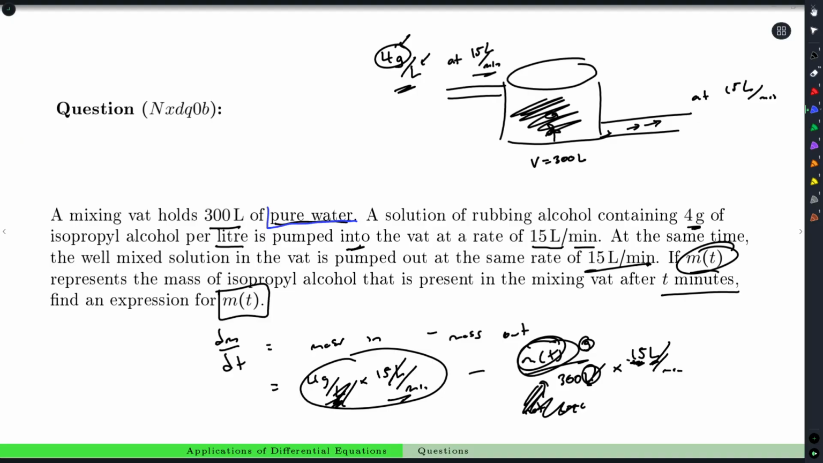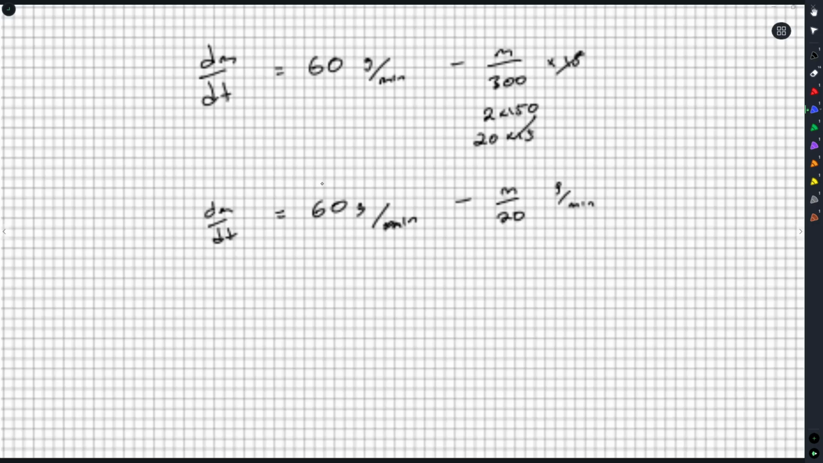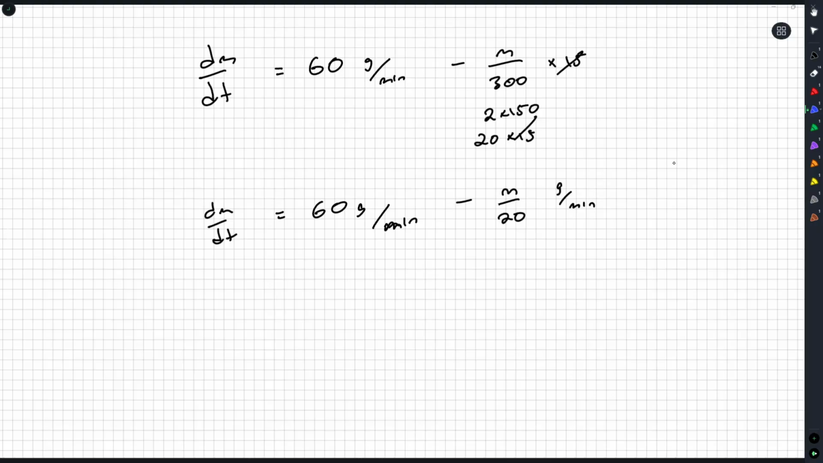But we're told we have pure water, which means at the very start of all of this, we have no isopropyl alcohol. So we do have an initial condition. Otherwise, we don't have enough information. We'd have a constant, we get a general solution. We wouldn't be able to solve this DE for the particular setup that we have here. So we'll remember that. We don't need it right now.